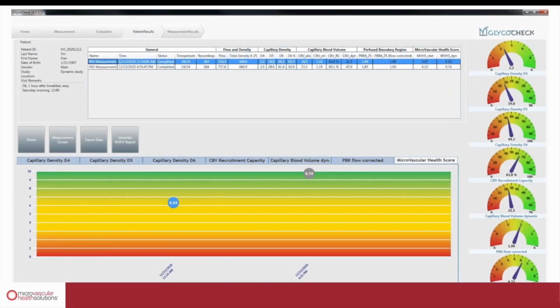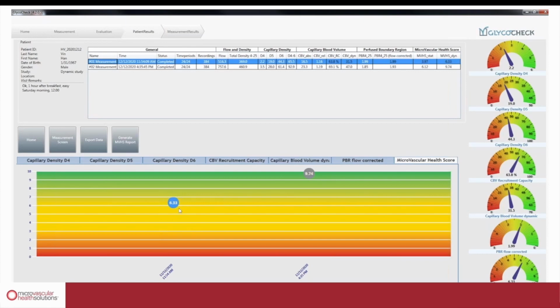We can now define the so-called MicroVascular Health Score. This is a results page as shown by the GlycoCheck system. It shows you that MicroVascular Health Score, which is just taking the capillary density and this flow dependency divided by the level of glycocalyx damage as measured by the flow dependency of that PBR value. And this is just an example showing measurement on myself.